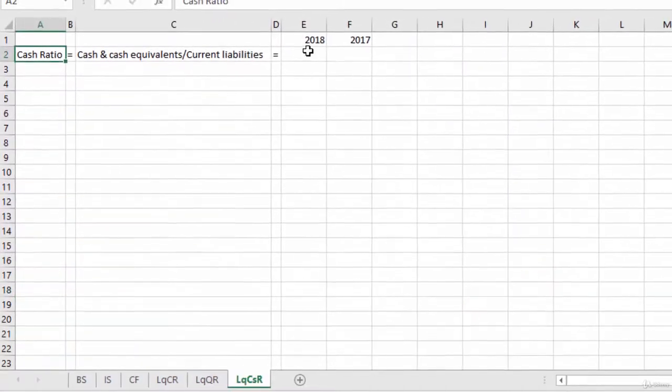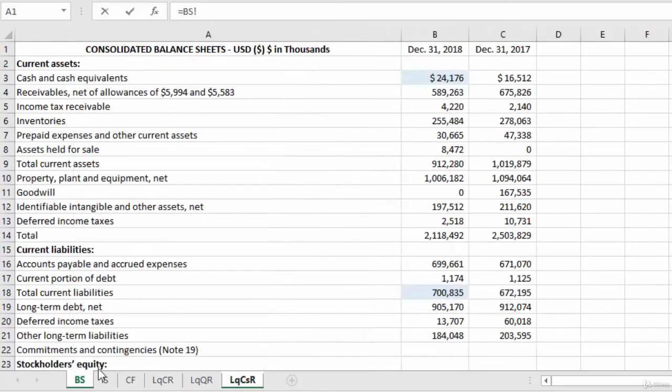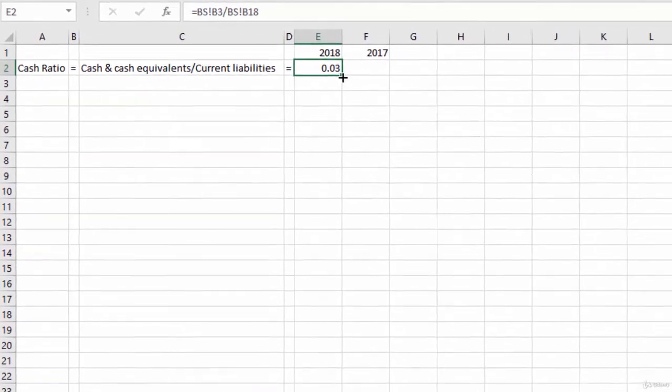So if we follow this formula for the year 2018, we can start with the equal sign, then go to the worksheet containing the information, click on the cell containing cash and cash equivalents, then divide by the cell that contains the total current liabilities. Then press the return key and you get the cash ratio for the year 2018.